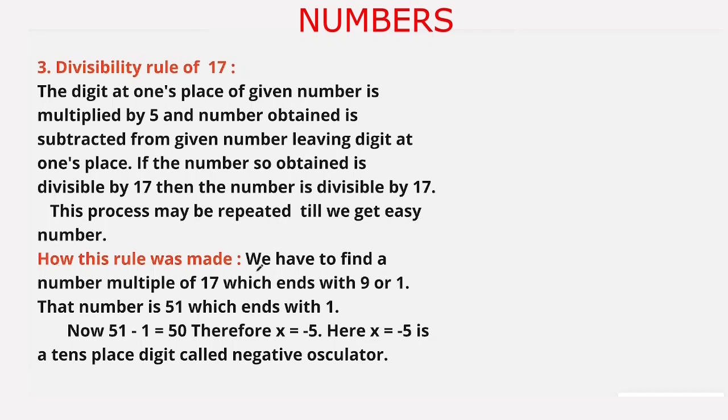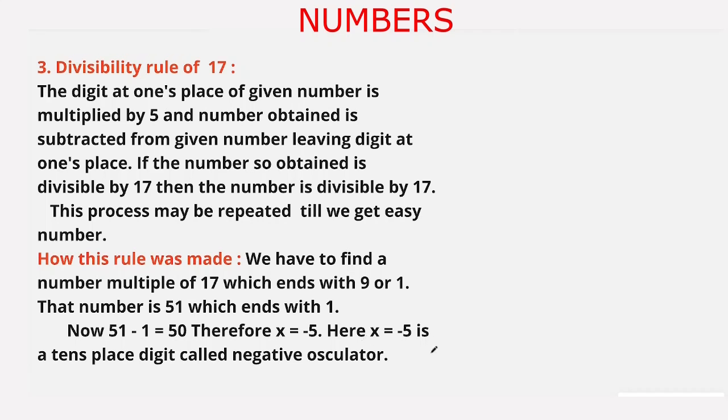How was this rule made? We have to find a multiple of 17 which ends with 9 or 1. That number is 51, which ends with 1, as 17 times 3 is 51. Now 51 minus 1 equals 50. Here we are subtracting 1 and we are getting 50. Therefore x equals minus 5. As we are subtracting it, we are writing it as minus 5.